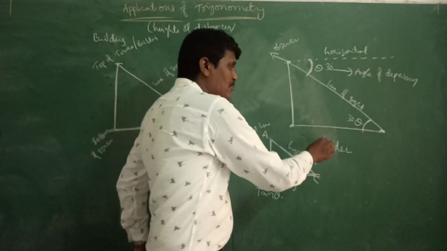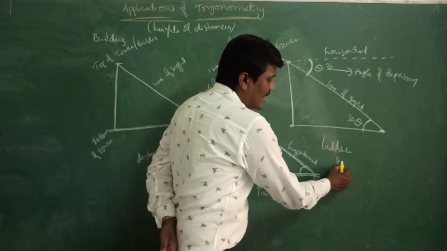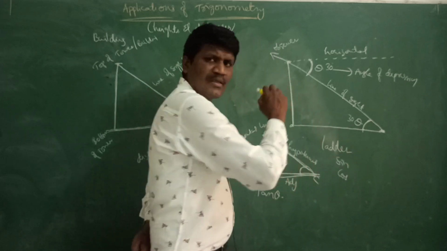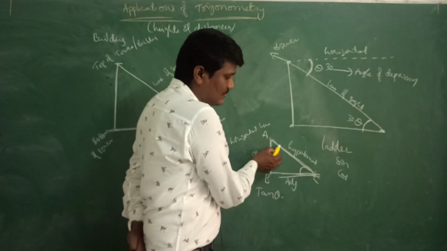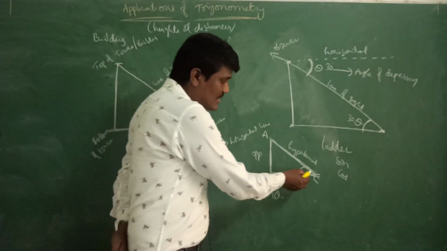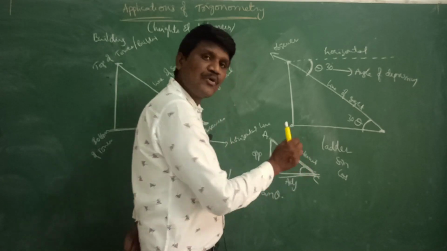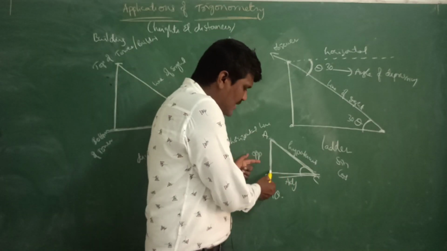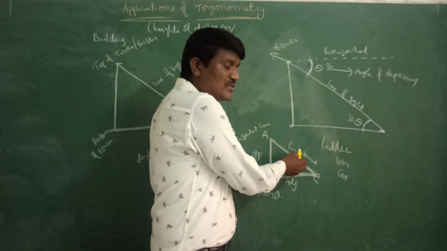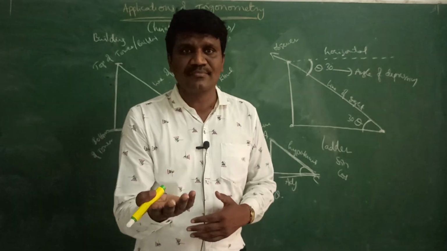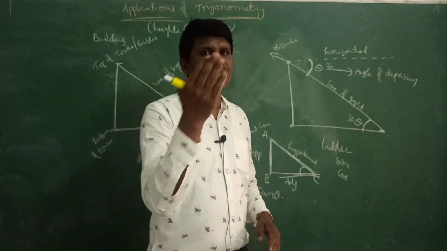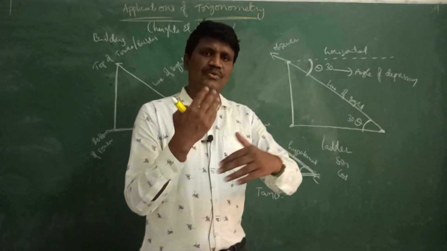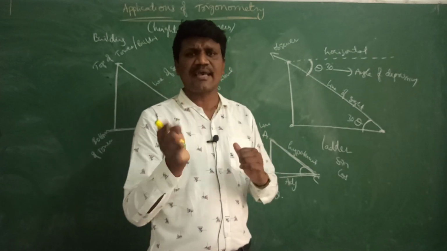In some problems, like ladder problems, you should use the sine or cos. Suppose they ask what is the length of the ladder. Length of the ladder means in this diagram hypotenuse is required. If the opposite side is given, then use opposite by hypotenuse. Which ratio will come? Sine theta, right? Or else you can take cosec also, but generally we will take sine.